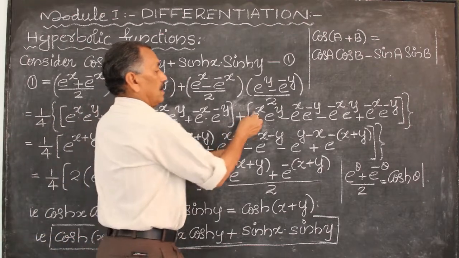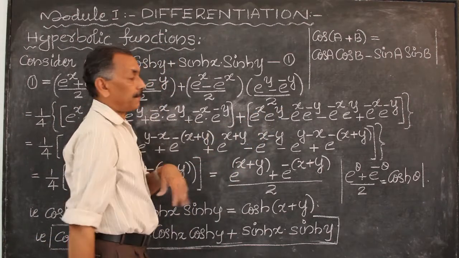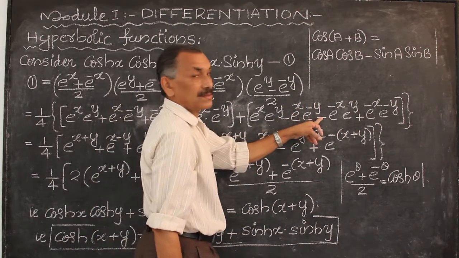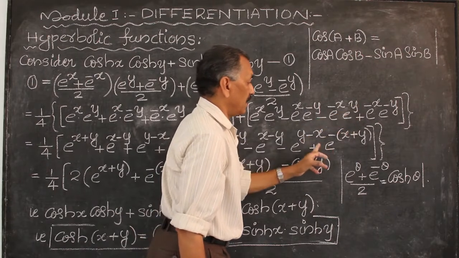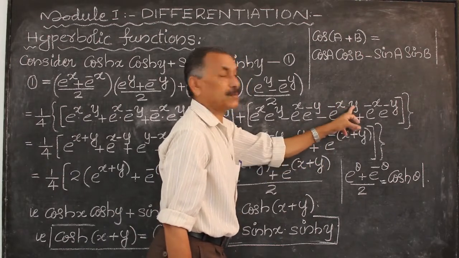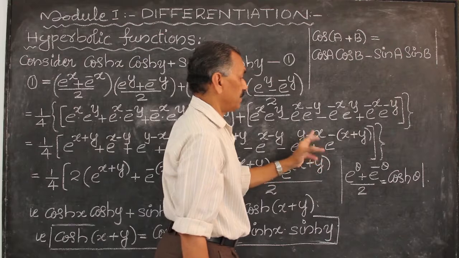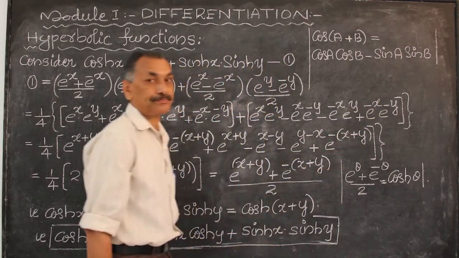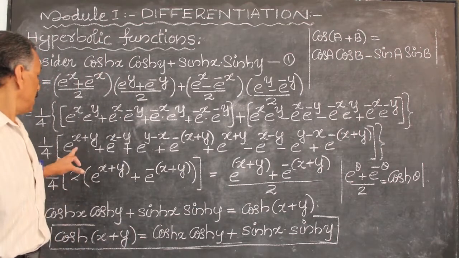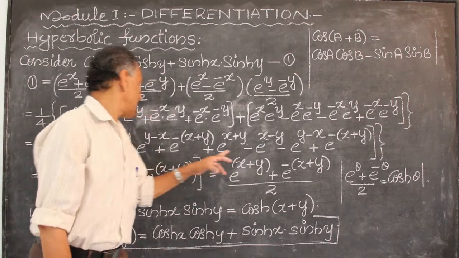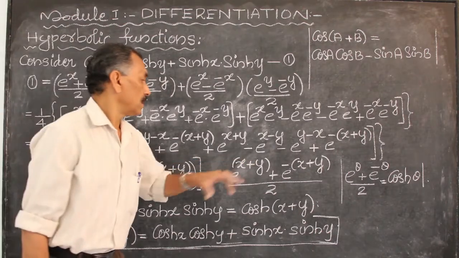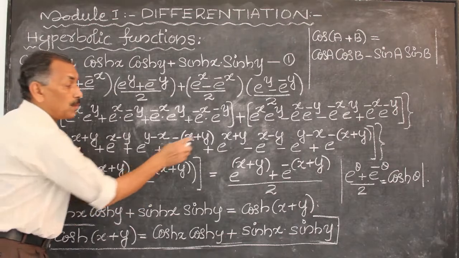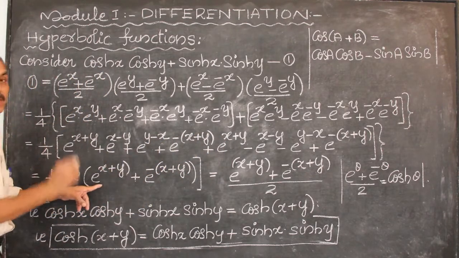Similarly, this one, e raised to x into e raised to y, is e raised to x plus y minus e raised to x minus y, minus e raised to y minus x, plus e raised to minus x plus minus y, that is minus of x plus y. Okay. Now we have e raised to x plus y here, and minus e raised to x plus y, e raised to x plus y here, and adding it together gives 2 e raised to x plus y.